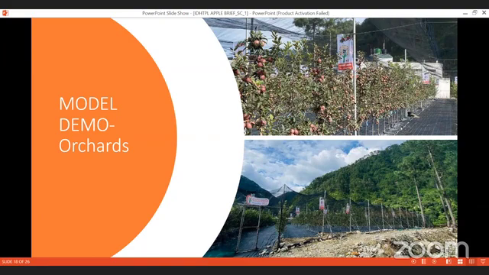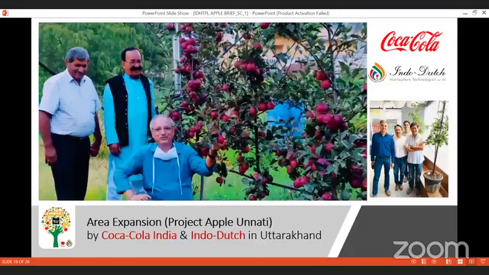So the timing is reduced, and not only that, more important is the 4 to 5 times yield. So with more yield and early fruiting, it becomes a complete commercial orchard. To protect the commercial orchard, we have to have a cover on the top.